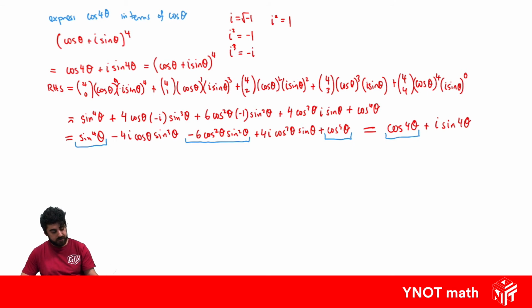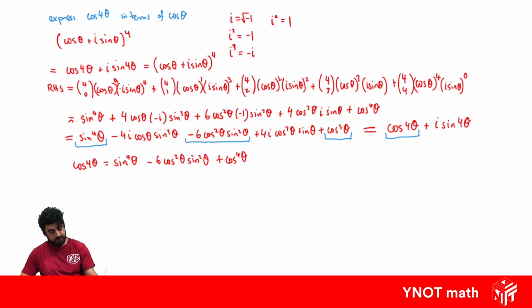So now we can say that cos 4 theta will equal sine to the 4 theta minus 6 cos squared theta sine squared theta plus cos to the 4 theta. So we're close because we need to express cos 4 theta just in terms of cos theta, but we've got a couple of sine thetas in there.